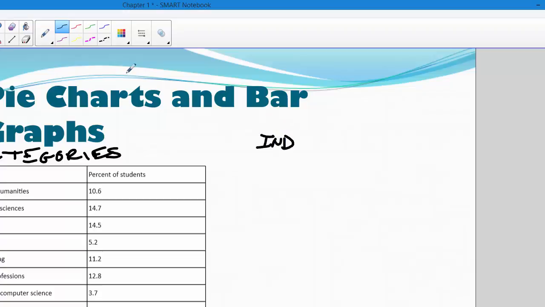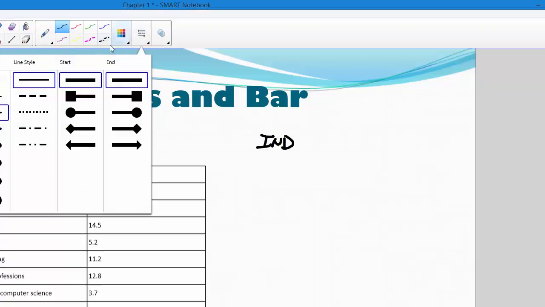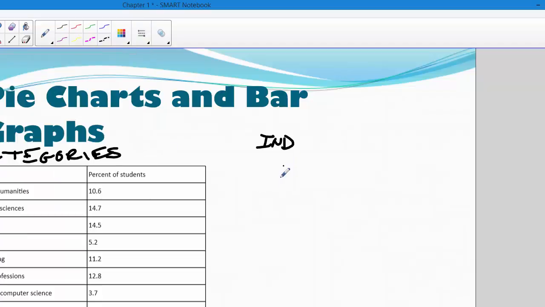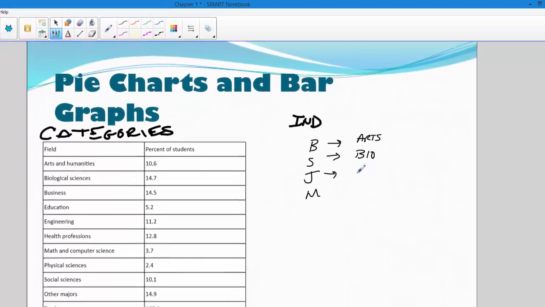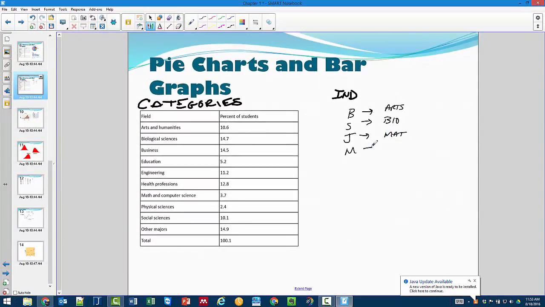Before we got to this point, we asked a whole bunch of individuals. So we went out and we said, hey, Bob and Sue and John, Matt, etc. They're at a college. What's your field of study? And some of them said, oh, I'm in the arts, and I'm in biology, and I'm in math. So that was how the individuals collected that data.